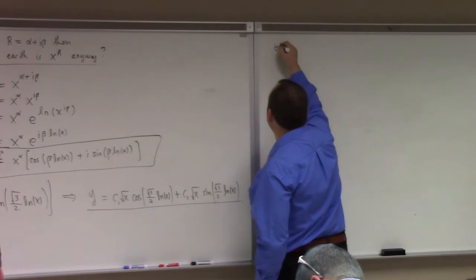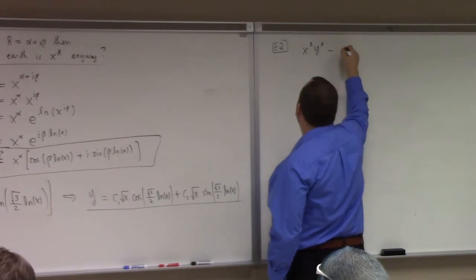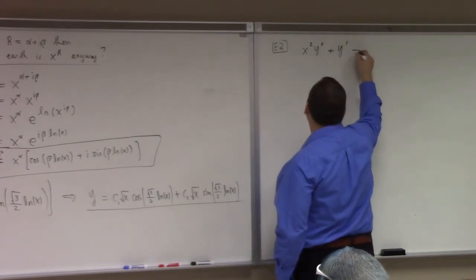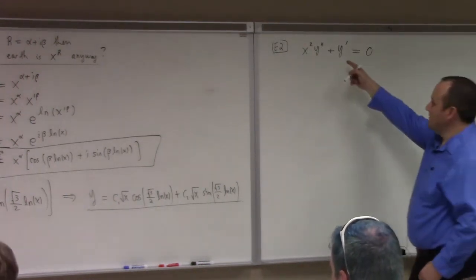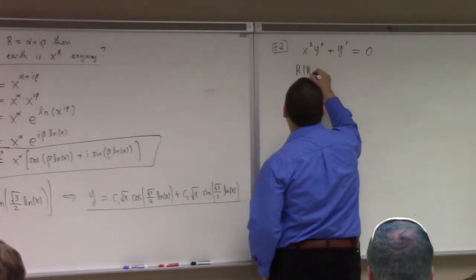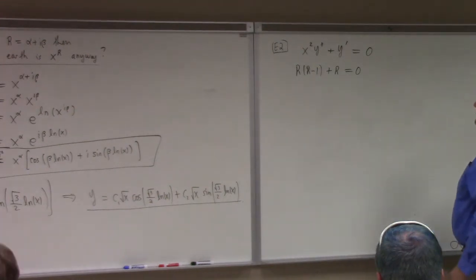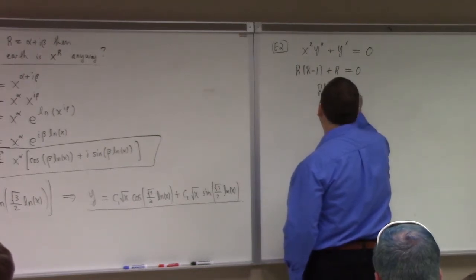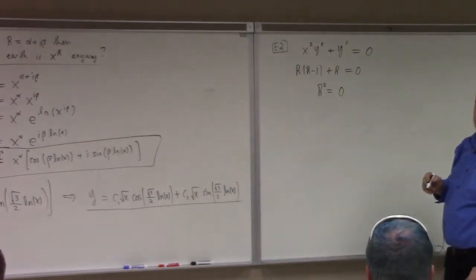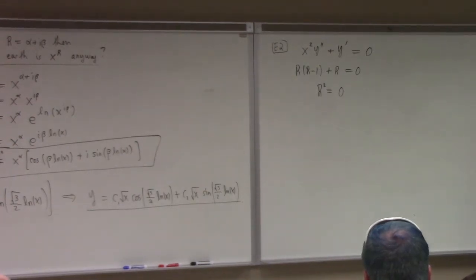Okay, so example 2, how about if we stick a prime? Check it out. X squared y double prime plus y prime equals 0. The addition of that prime makes this problem way different. See, because then we have characteristic equation r times r minus 1 plus r equals 0. Oh my goodness, I have the worst luck today. And so that is r squared equals 0, right?